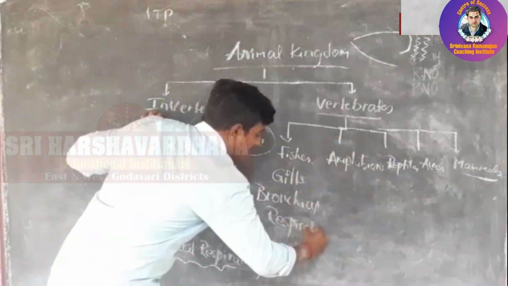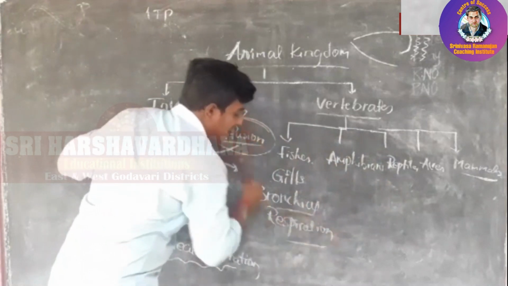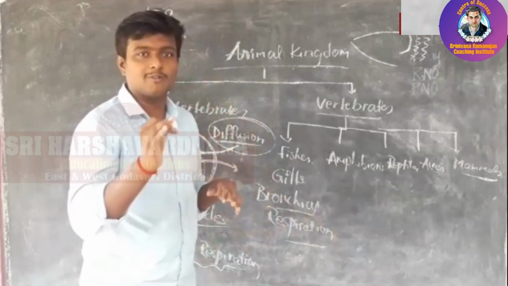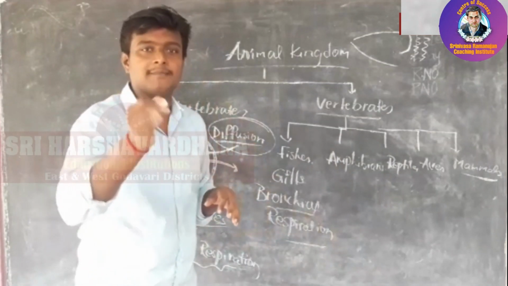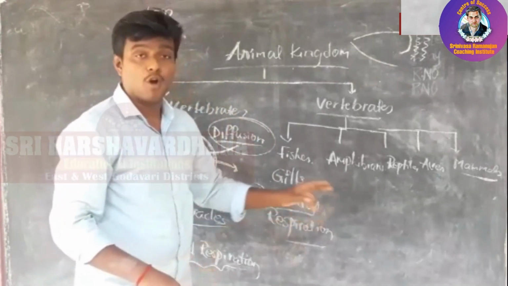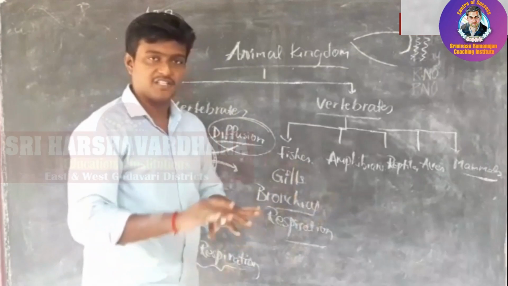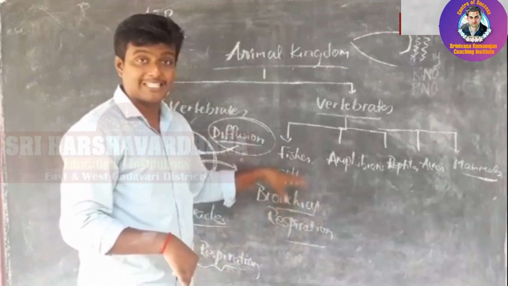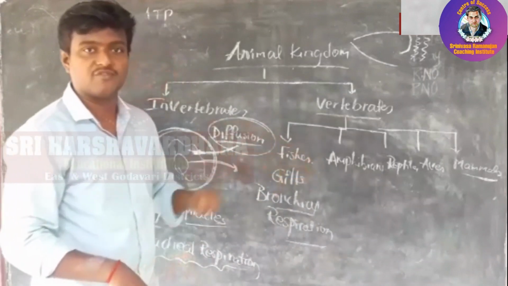It is very important. In examinations they sometimes ask what is branchial respiration. You don't need to read anything. Simply write: animals that respire with the help of gills are called branchial respiration. Example, fish, that is enough. So in fishes we can see branchial respiration.